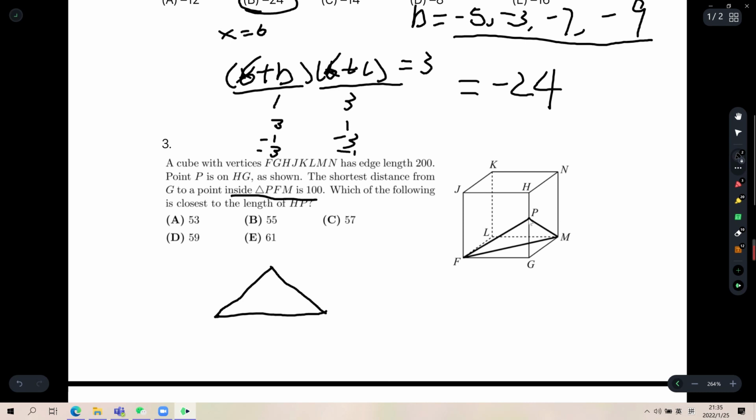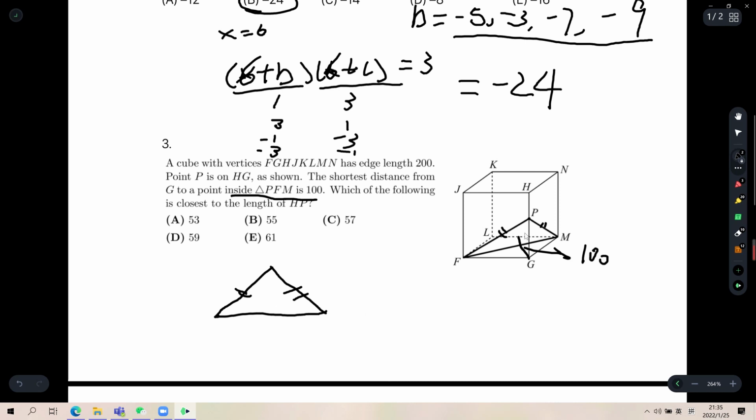If P is here and this is a cube, we can easily find that FP is equal to PM. So these two sides are actually equal. And what else we can find is, you can imagine there is a line that's perpendicular to the side PFM from G, and the length of the line is 100.